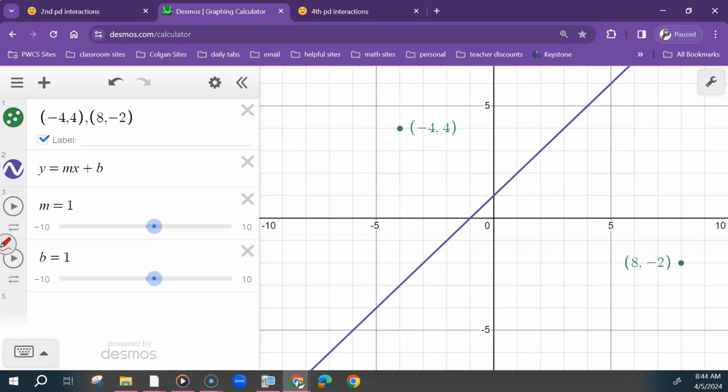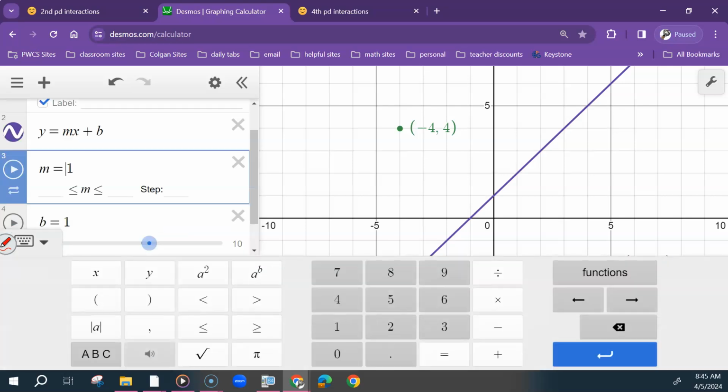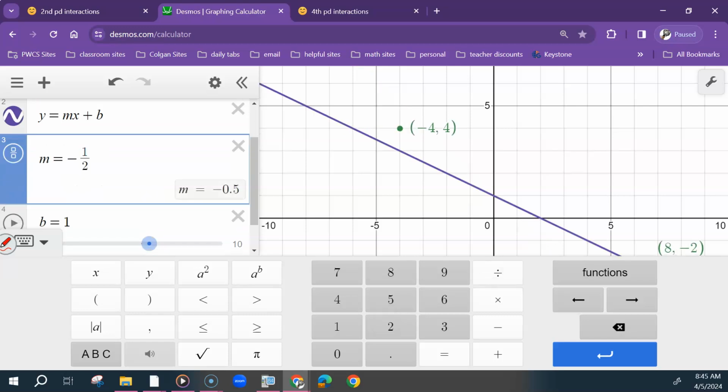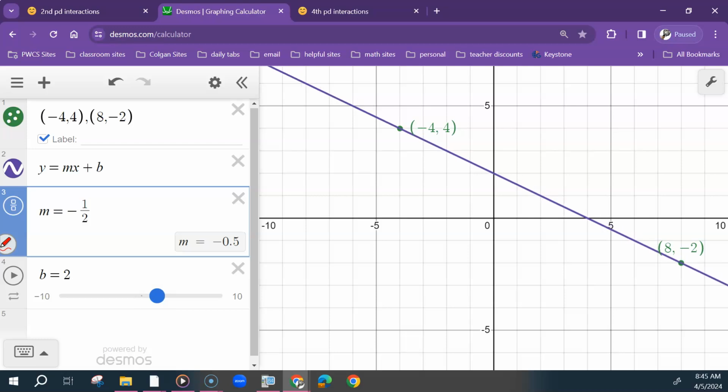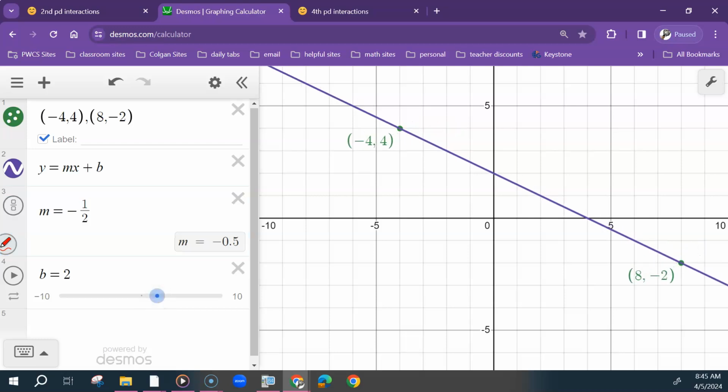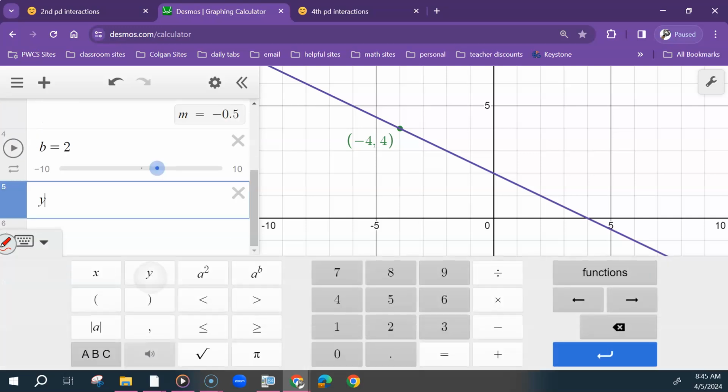So going down 1, 2, 3, 4, 5, 6 to the right 1, 2, 3, 4, 5, 6, 7, 8, 9, 10, 12. So down 6 to the right 12 would give us -1/2. And then I would move the b until it goes through those 2 points, which is at 2. So our equation would be y equals -1/2 x plus 2.